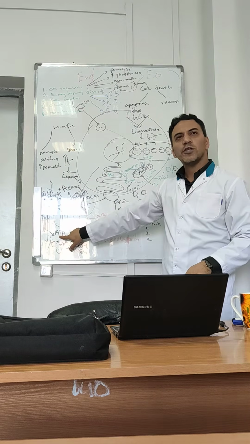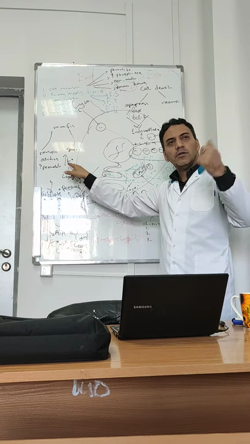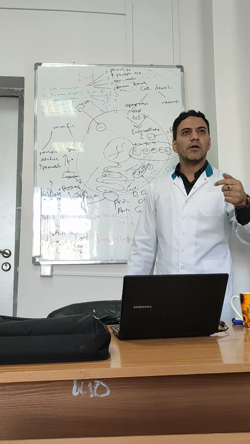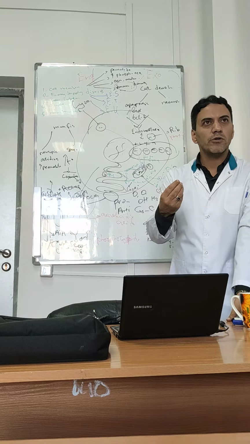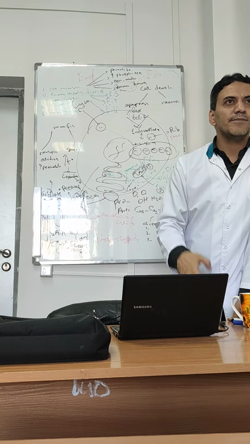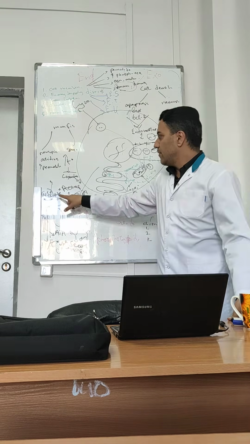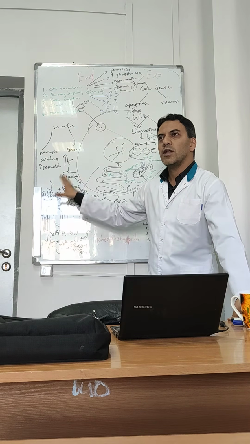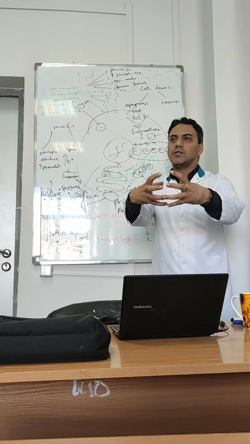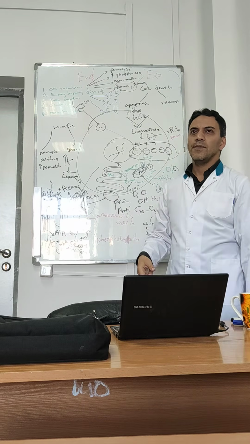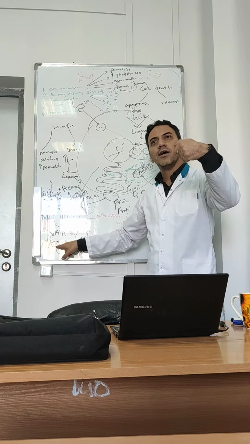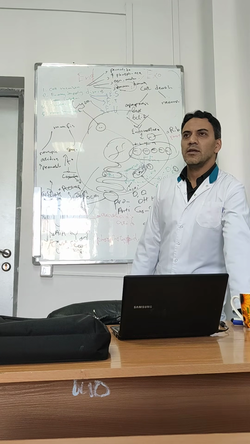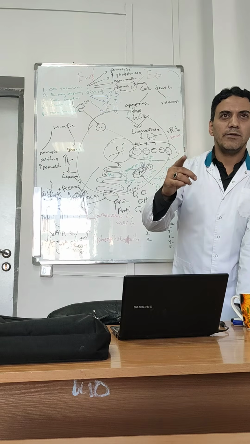Why? If potassium is high outside, it will be high in the blood, hyperkalemia, causing cardiac arrest. If sodium is high inside, sodium is salt, so it will attract water, causing cell swelling and cell injury. Then if calcium is high inside, it's also bad. Why? We will say it in the next part.